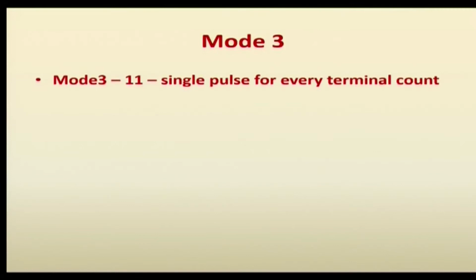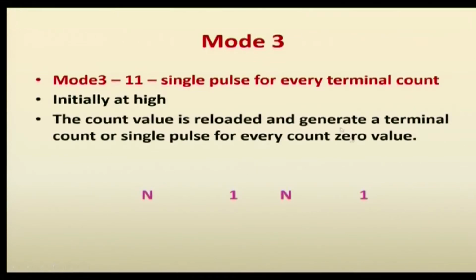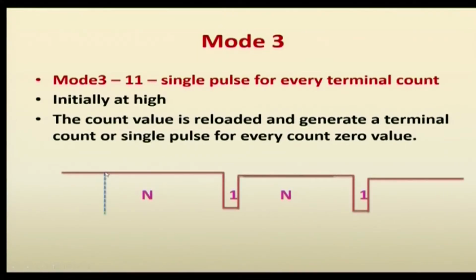The next one is mode 3. Mode 3 is activated by applying the value 1 1. This is called a single pulse for every terminal count. The value is initially high, the count value is reloaded and generates a terminal count, a single pulse for every count of 0. So, the count value is initialized, then it starts to decrease, at the value of 0 it gives a short pulse, then the value is reloaded and again it decreases, and at the end of the count it goes low. This is the mode of operation in mode 3.